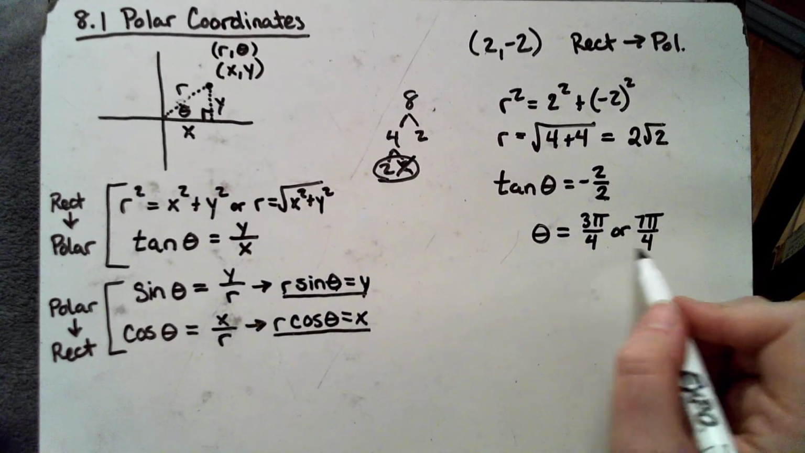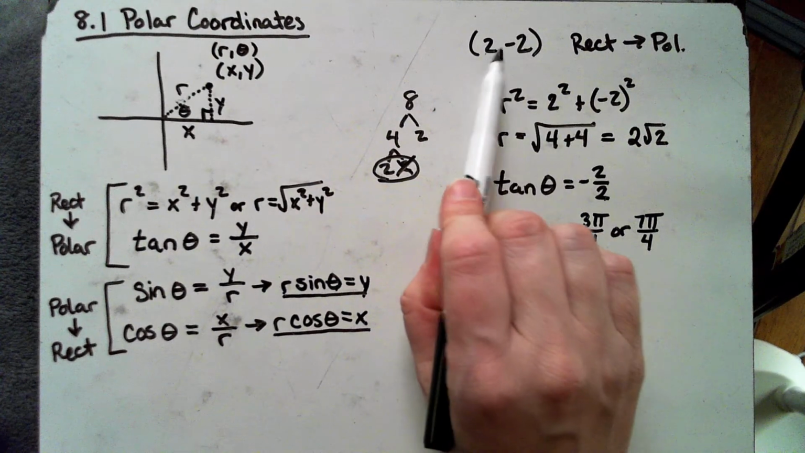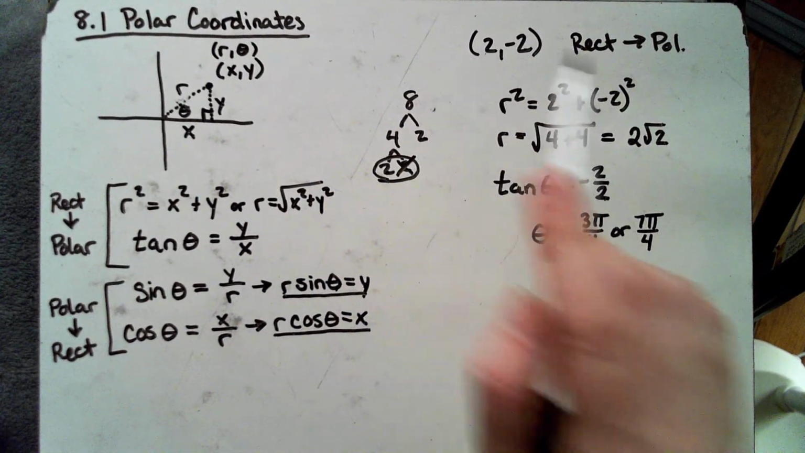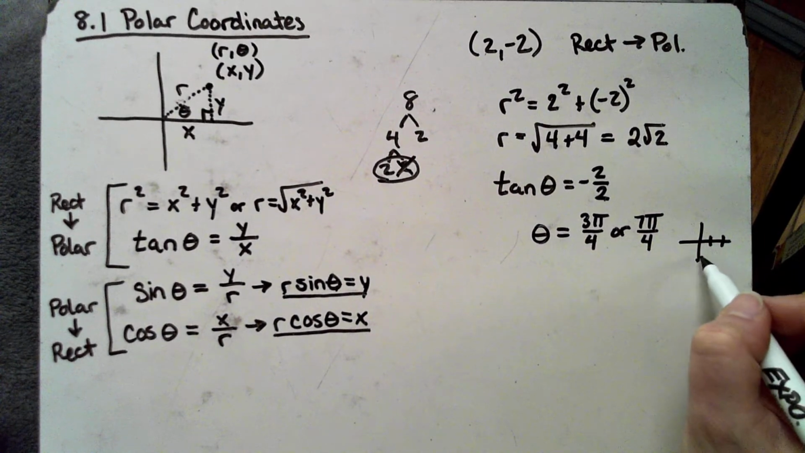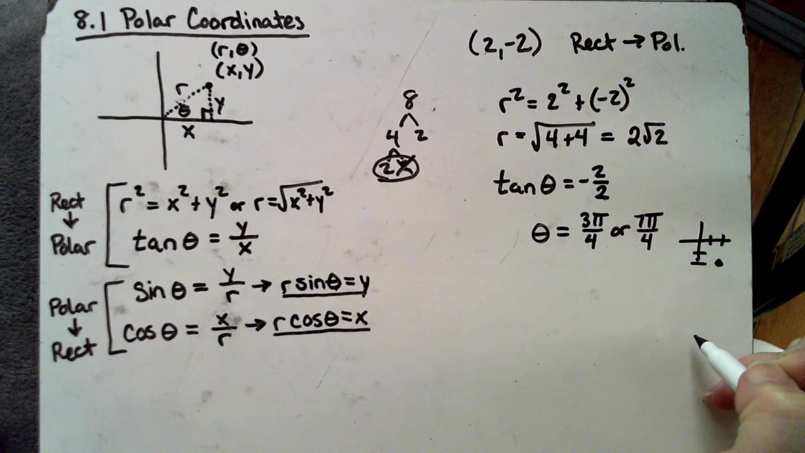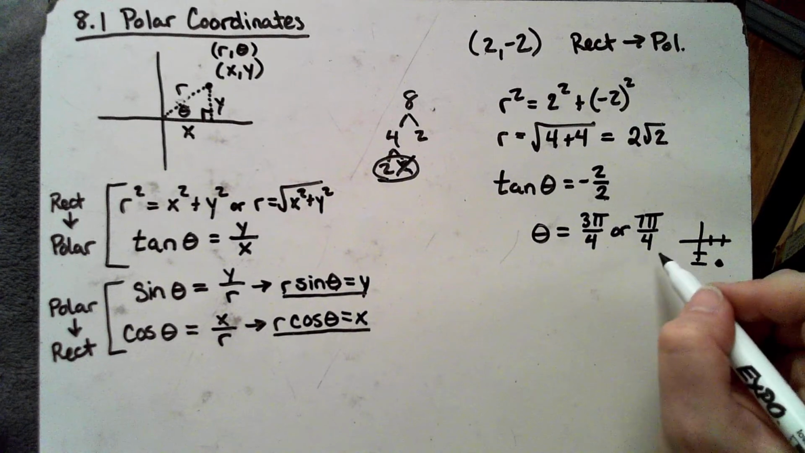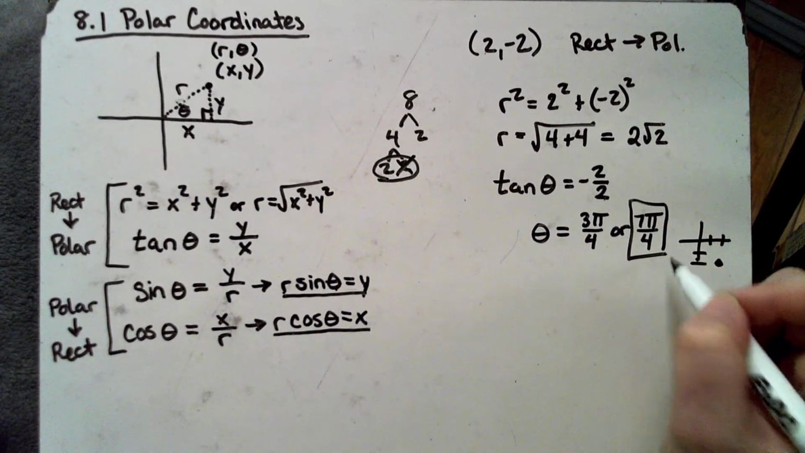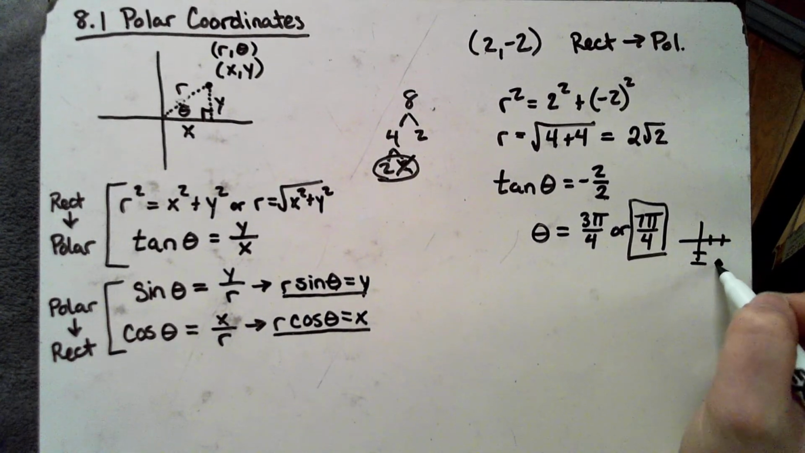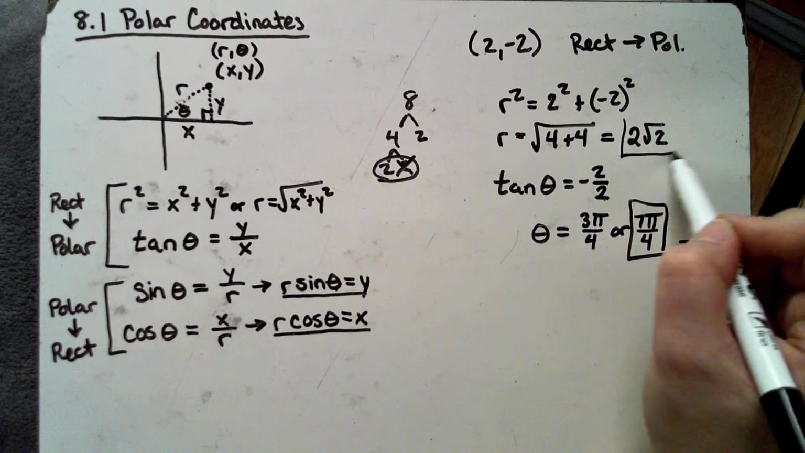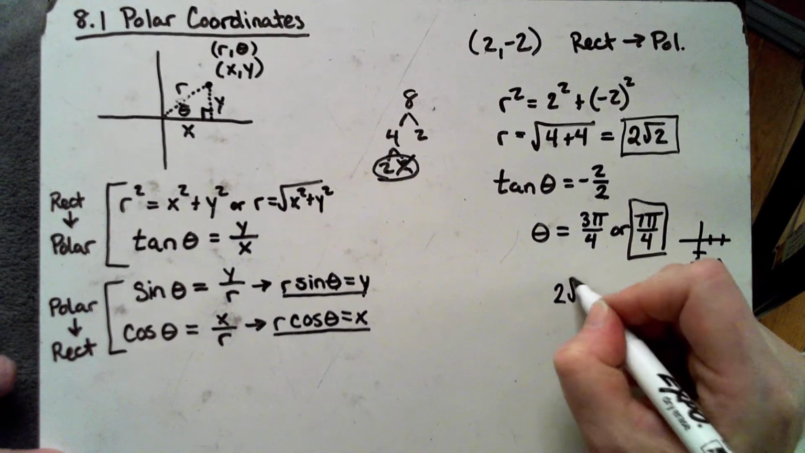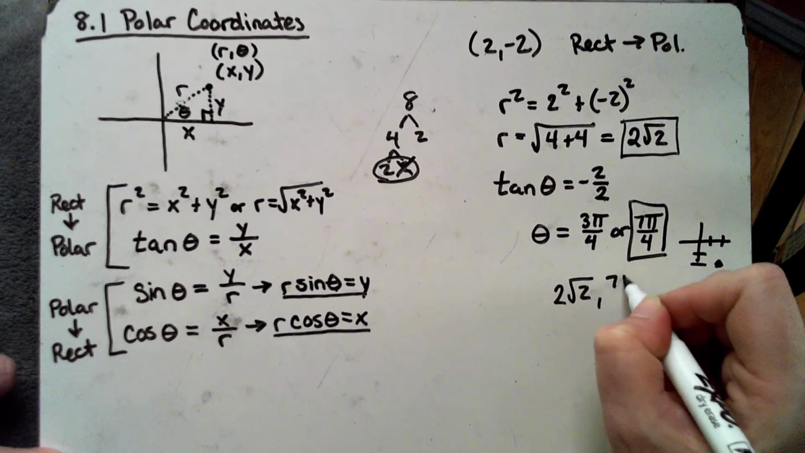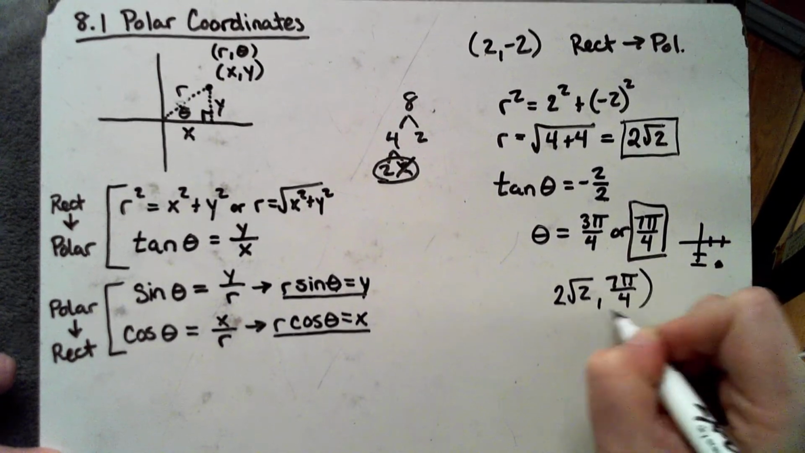And the way we choose between these is I look at where this is going to graph. It's positive 2, negative 2. That's a fourth quadrant point. So I'm going to pick the fourth quadrant angle. And graphing it can always help. So I have an r and I have a theta. So I'm going to write 2 square root 2 and 7 pi over 4.